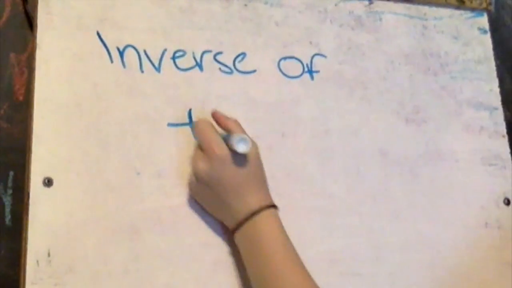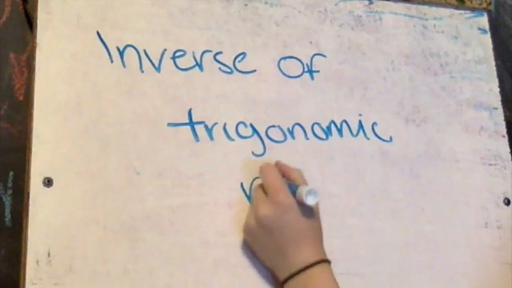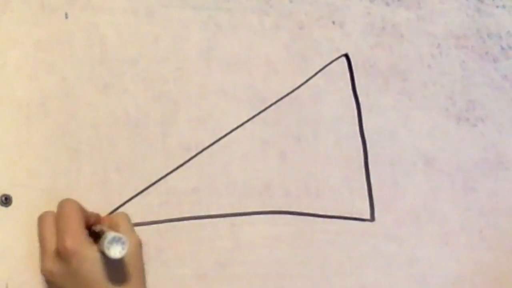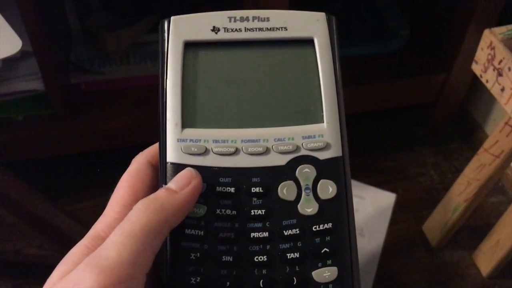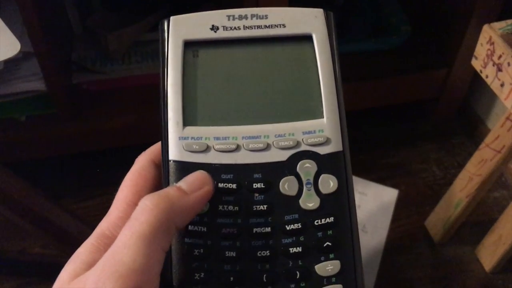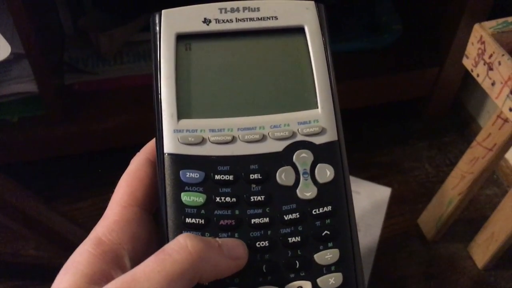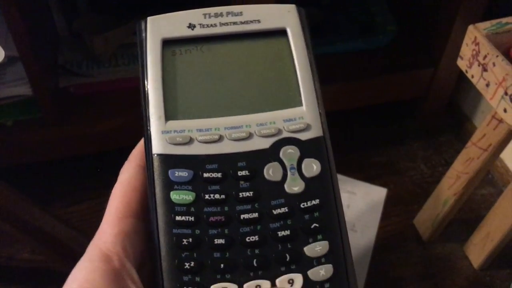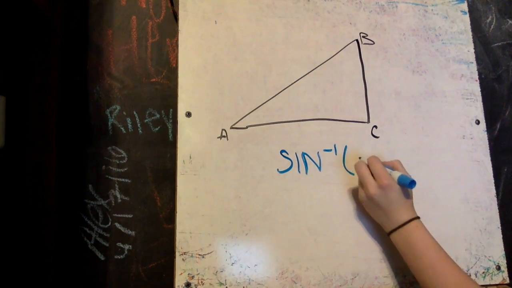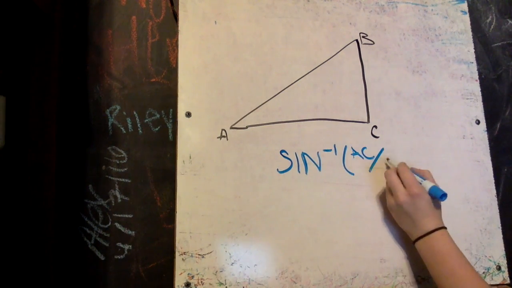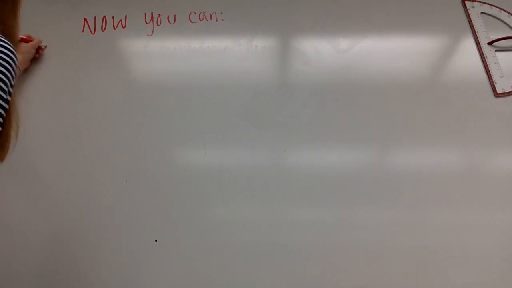In addition to finding side lengths, we are also able to find the measure of angles by using the inverse of trigonometric ratios. For example, if we are given triangle ABC and we are told to find angle B, we can press second sine on our calculator and put the ratio of the line opposite over the hypotenuse of angle B. So our ratio can become inverse of sine AC over AB equals the measure of angle B.